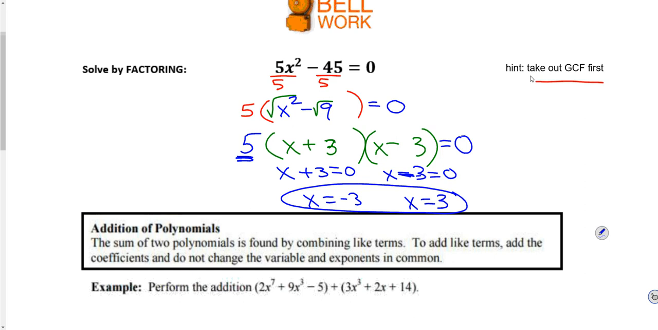So when you guys have problems, I don't care what chapter we're in, and it says to solve, if you see exponents, there's a chance that you could be able to solve it using factoring.